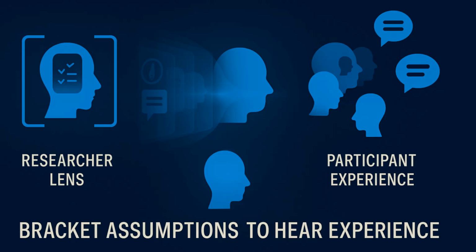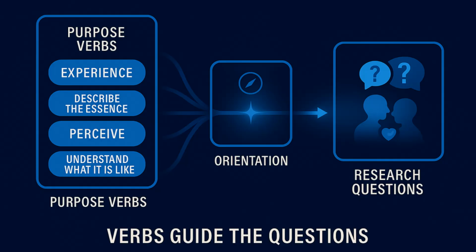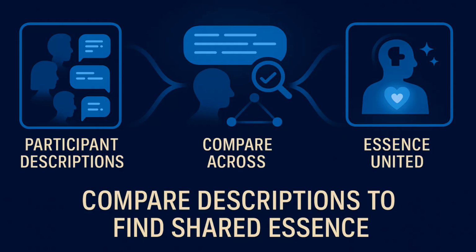The researcher's positionality matters here, because phenomenology asks the researcher to bracket their assumptions long enough to hear the experience as participants describe it. Time in phenomenology sits inside the moment, inside what is felt rather than what unfolds chronologically. Purpose statements naturally use verbs such as experience, describe the essence, perceive, or understand what it is like, and research questions follow this orientation. Triangulation compares descriptions across participants to locate the essence that unites them.